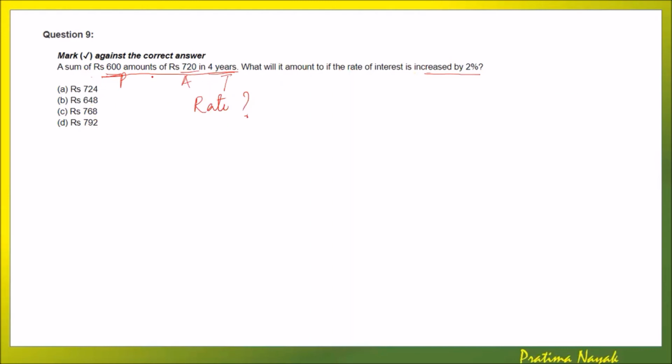First, from the information given, P is 600 and A is equal to 720. Let me find your interest. Simple interest is amount minus principal, so it will be 720 minus 600. It is 120, when time is 4 years.